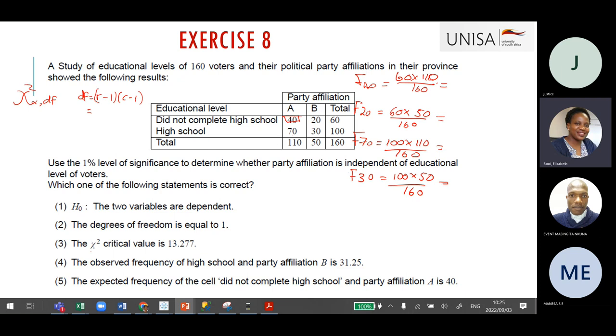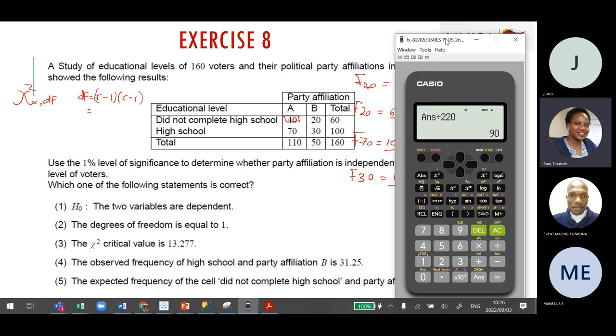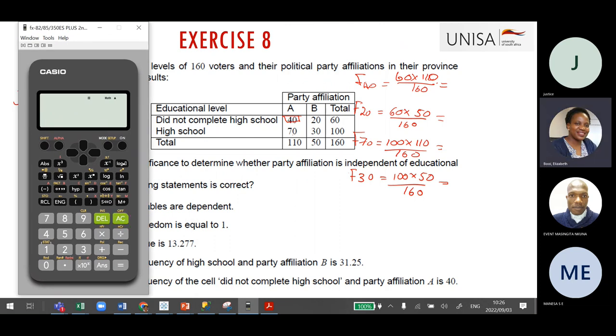Are you done, Justice? Okay, so if we calculate our expected values, let me take my calculator to the other side. So the first one, for 40, the expected value, and also those who are using the template, you can confirm. We say it's 60 multiplied by 110 divided by 160.